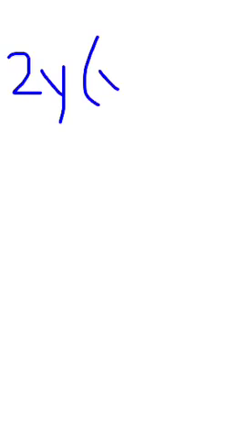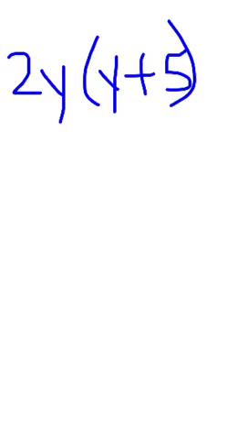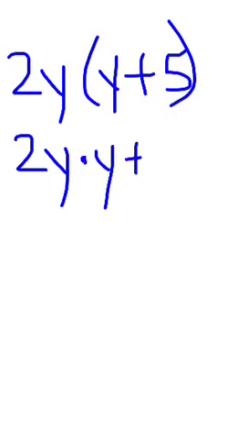When you are multiplying polynomials, you are using the product rule, which means, of course, you need to add the exponents. Let's look at the first question. We need to use the distributive property to multiply this out. So we have 2y times y plus 2y times 5.